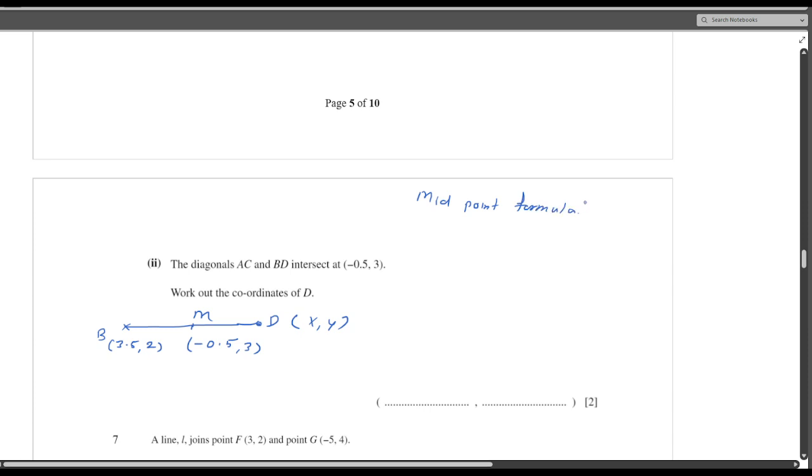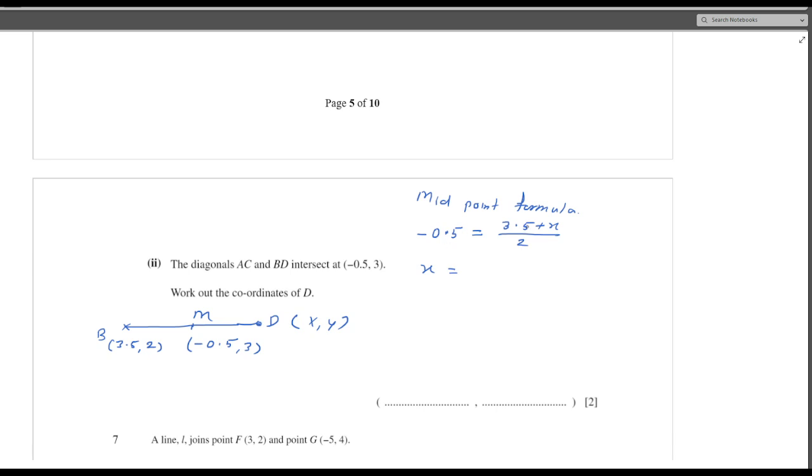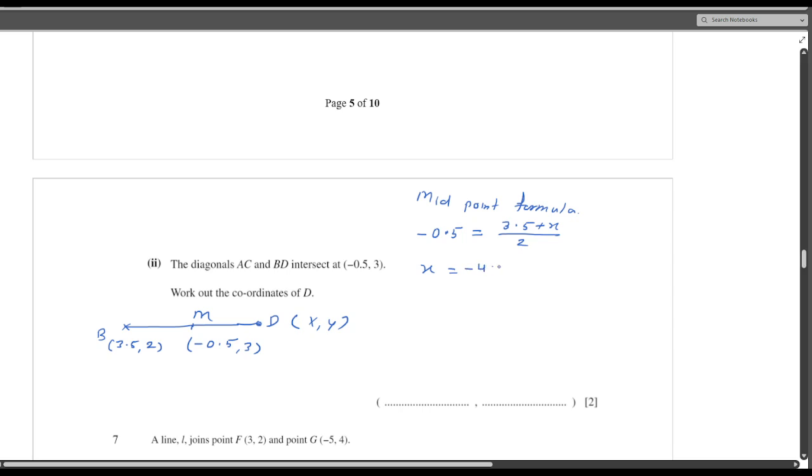Okay, if you use the midpoint formula, you will say that the x coordinate of the midpoint, which is 0.5, is equal to the sum of the x coordinates of B and D, which is 3.5 plus x, divided by 2. Now I will solve this and get the value of x. So my value of x is minus 4.5. I hope everyone knows how to solve a linear equation. Okay, x value I got.